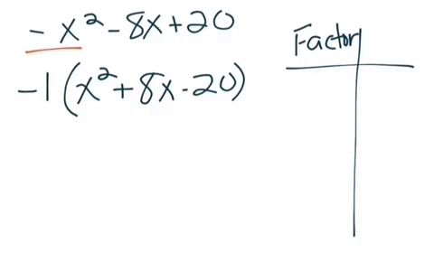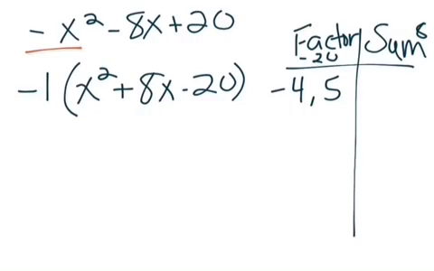Once you get used to this, you can just abbreviate it to F and S if you want. Factor and sum. We're doing factors of negative 20 that sum to 8. That's what we're looking for here. So start thinking about factors of negative 20. We've got negative 4, positive 5. No, that's never going to sum to 8.